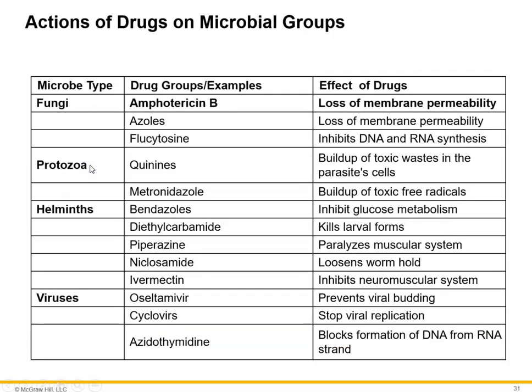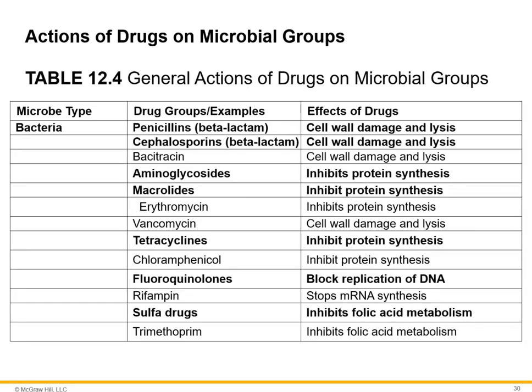Okay, so this slide and the next slide have the drugs listed for you and what their effects are. I want you to be familiar with the ones in bold. All right, so let's just go through this list together. We've got the penicillins and the cephalosporins. These guys are beta-lactam antibiotics. I want you to know that, and I want you to know that beta-lactams inhibit cell wall synthesis. That's going to damage the cell wall and result in the cell rupturing.